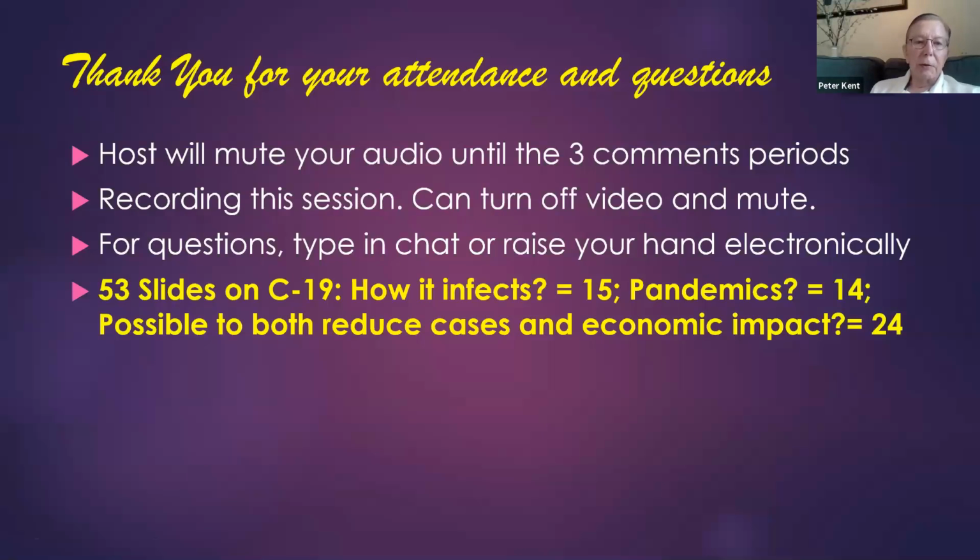We're going to have 53 slides this morning. The first 15 are going to be how C19 infects. The next 14 are going to be on the 1918 pandemic primarily, and the last 20 some slides are going to be on how we might reduce the cases and the economic impact. We know how to do one or the other, but we've got to figure out a way to do both.